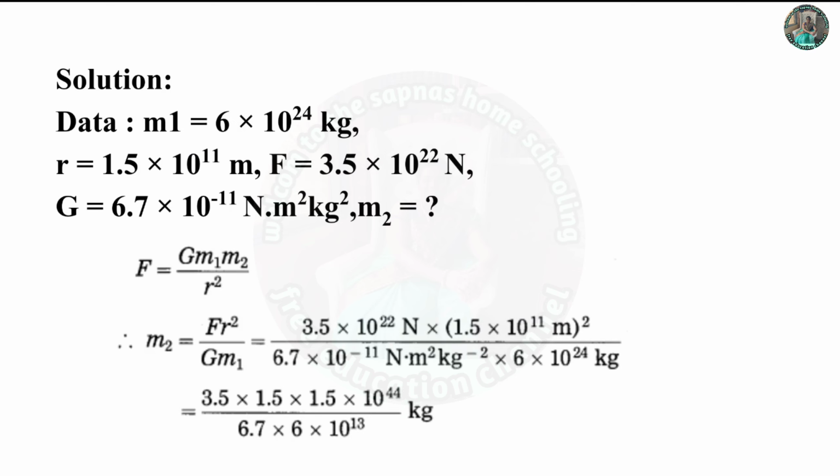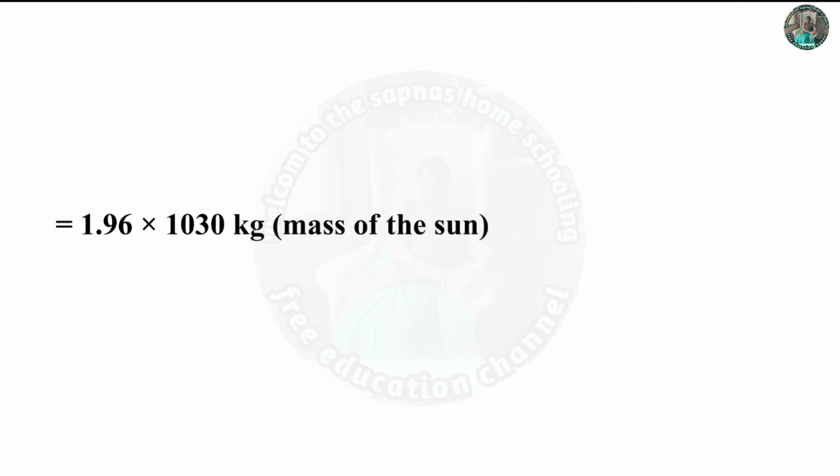M2 is equal to 3.5 into 10 raised to 22 Newton into (1.5 into 10 raised to 11 meter) square upon 6.7 into 10 raised to minus 11 Nm² per kg² into 6 into 10 raised to 24 kg, which is equal to 3.5 into 1.5 into 1.5 into 10 raised to 44 upon 6.7 into 6 into 10 raised to 13 kg, which is equal to 1.96 into 10 raised to 30 kg, the mass of the sun.